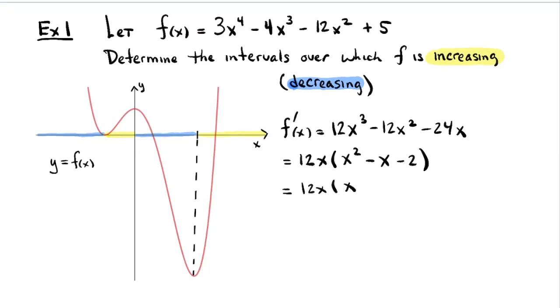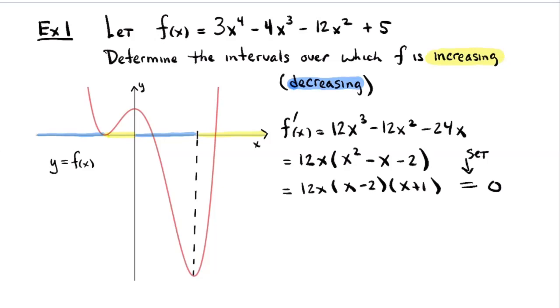It would factor into x, say, take away 2 times x plus 1. Okay, so now in that form, I can see I'm setting this equal to 0. I want to know where it's equal to 0. So I'm just making this an equation. I've got my derivative and I'm setting the derivative equal to 0.